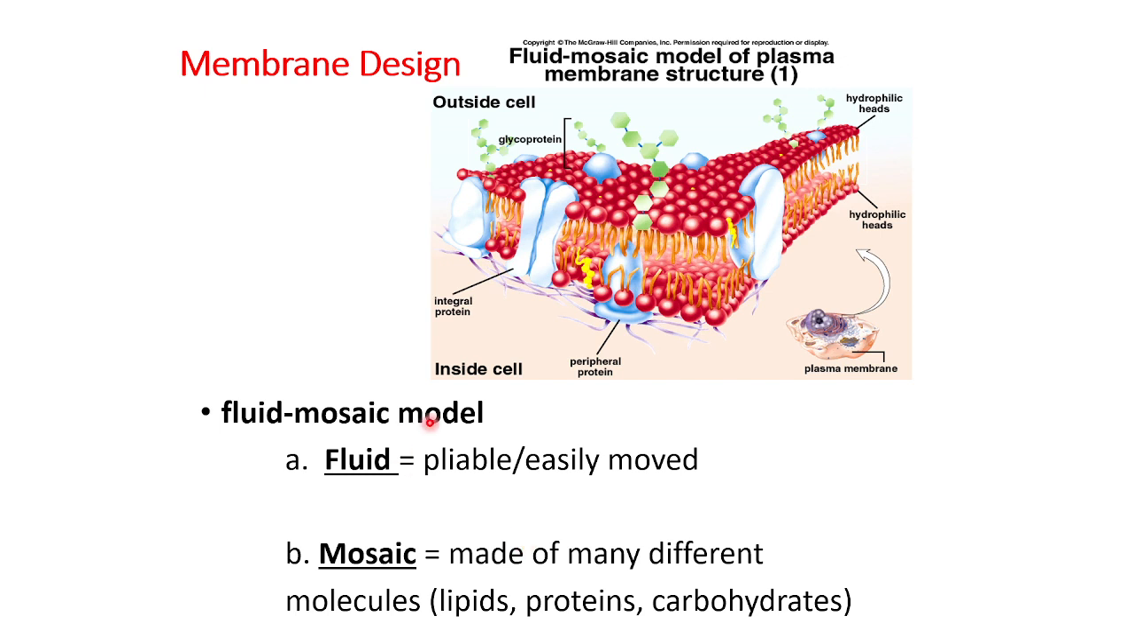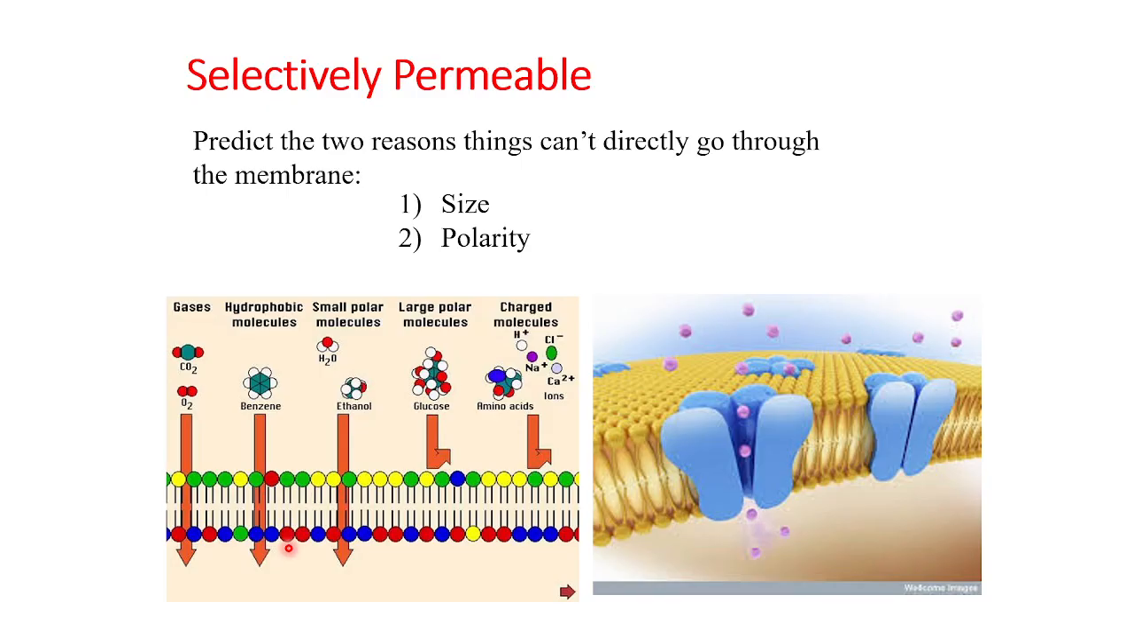Okay, so this fluid mosaic model is fluid because it is pliable and can be easily moved, whereas it is a mosaic because it is made up of different kinds of molecules: you have the lipids, you have proteins, you have different alpha helical structures which are also proteins, and then you have carbohydrates, cholesterols and so on. So this is made up of different kinds of molecules. That's why we call it the mosaic model, and fluid because it is easily moved or pliable.